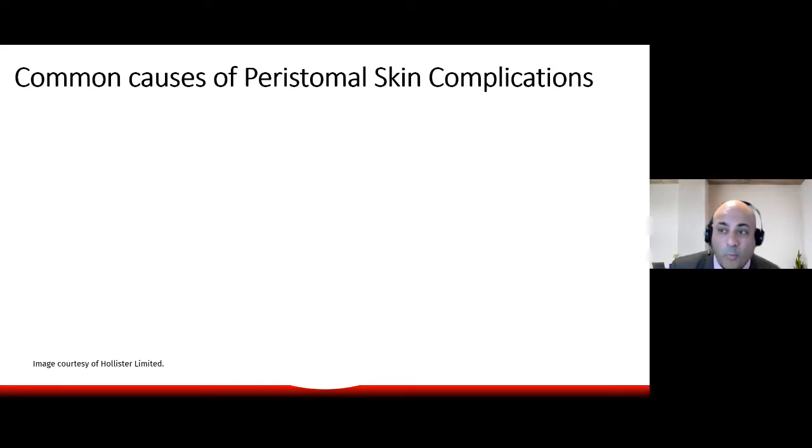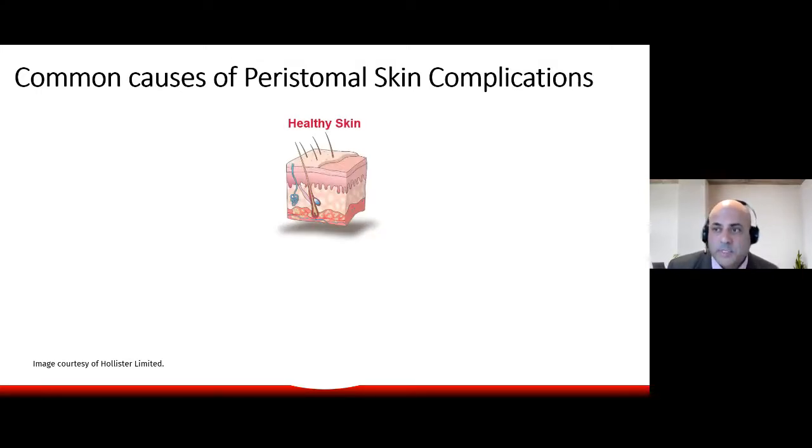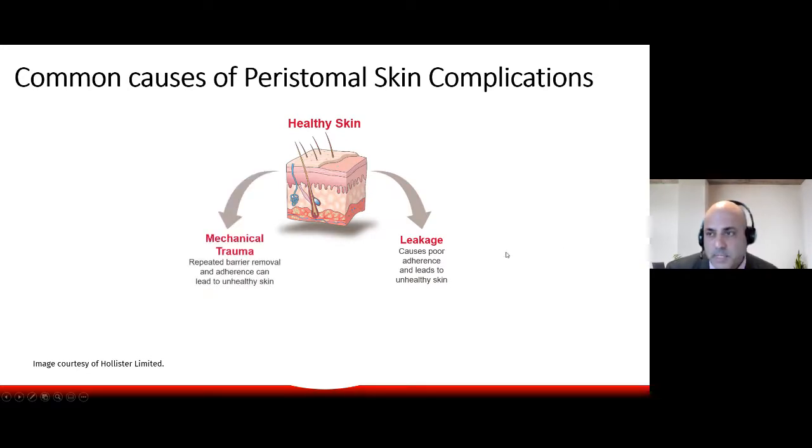When we look at what really causes peristomal skin complications, let's take a look. For the most part, we want the skin, the peristomal skin, to be healthy and intact and free of any sign of skin damage. But in some cases, leakage may occur, and this causes poor adherence or stickiness of the barrier to the skin. And so the liquid output or the fecal output will go between the barrier and the skin and start breaking down the skin.